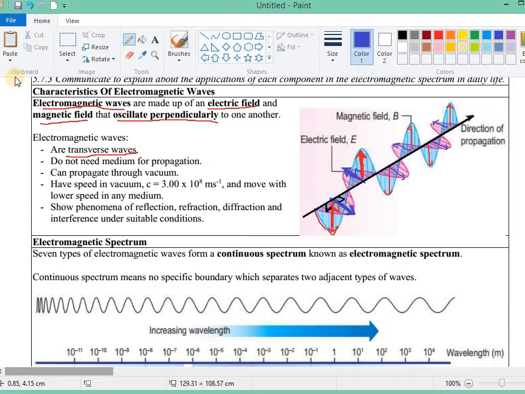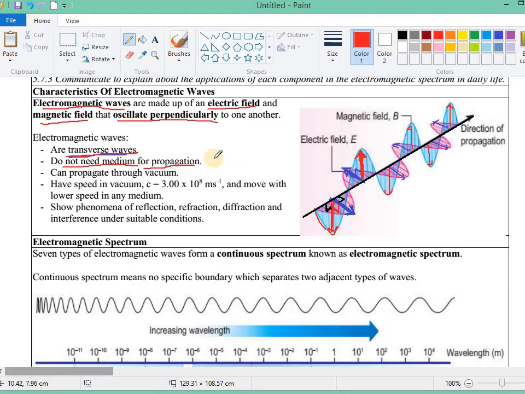Okay, now we go back to here. We want to look at all the other characteristics of electromagnetic wave. So just now we say that electromagnetic wave are transverse waves. So we already discussed why it is a transverse wave. And next, electromagnetic wave do not need medium for propagation.